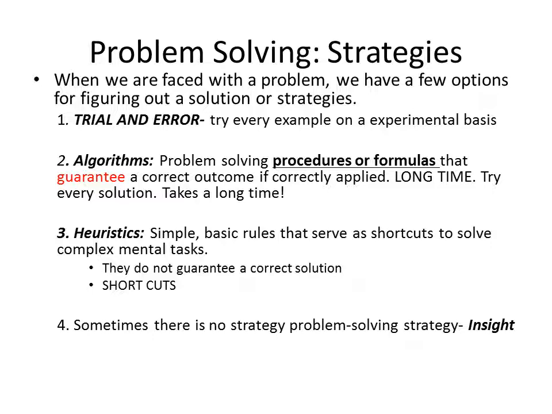Another one is an algorithm. An algorithm is problem solving in which you follow a procedure or a formula. This is going to guarantee a correct outcome if applied correctly. Algorithms can take a really long time. You're going to try every single solution. Heuristics would be simple, basic rules or shortcuts to solve a complex mental task. So you're going to use some sort of shortcut in order to figure it out. It doesn't guarantee a correct solution. And then the last one, sometimes there is no strategy.